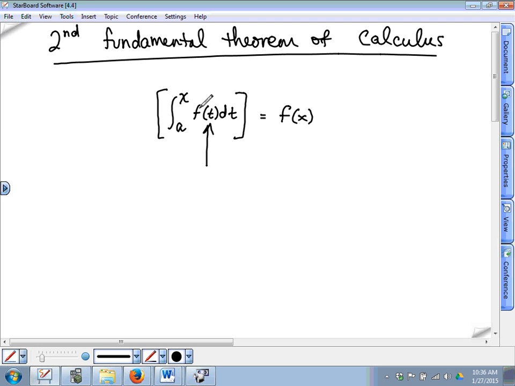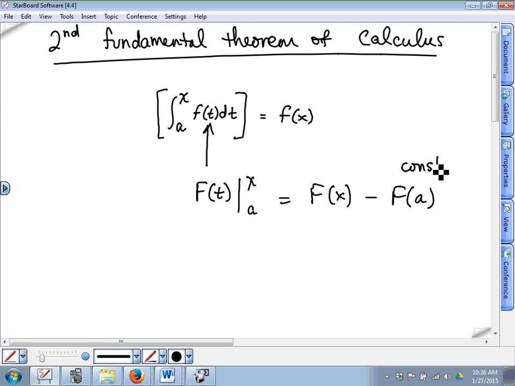If we found the antiderivative of f of t, that would be capital F of t. But then if we evaluated it from a to x, wouldn't we have a capital F of x minus capital F of a in there? Yes. But what is capital F of a? If a is just a constant, if we plug a constant into a function, don't we get a constant out of that? So this is just going to be a constant. And what happens when you take the derivative of a constant? Zero. That just goes away.